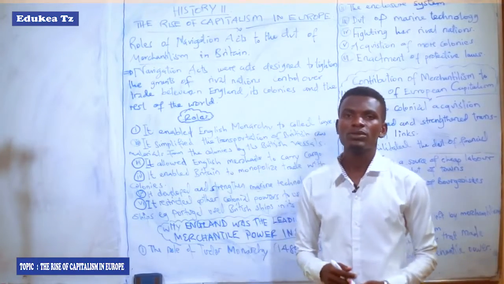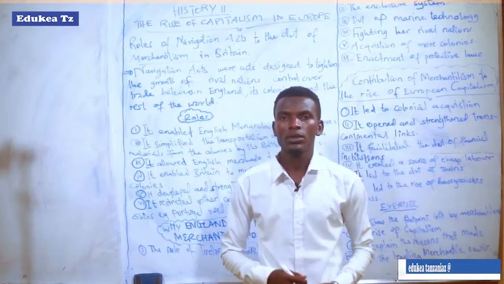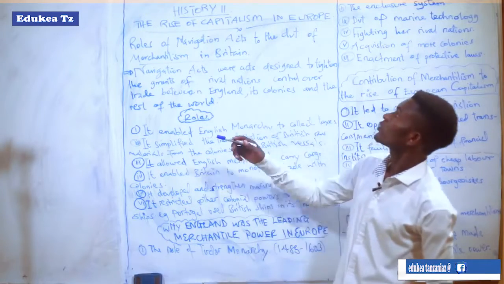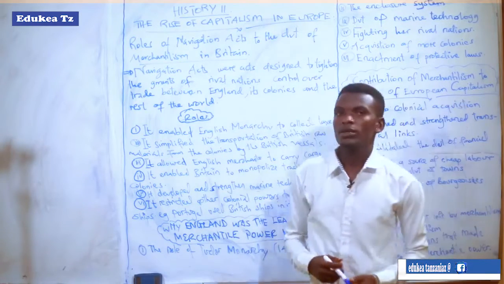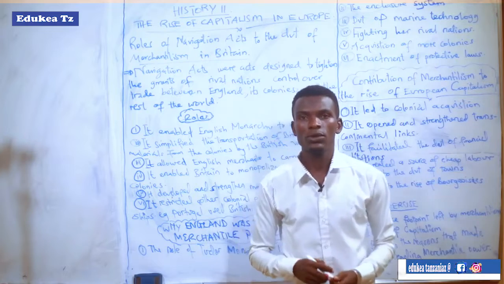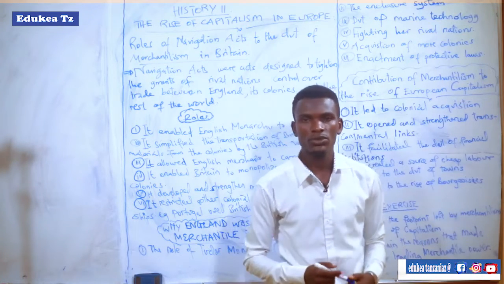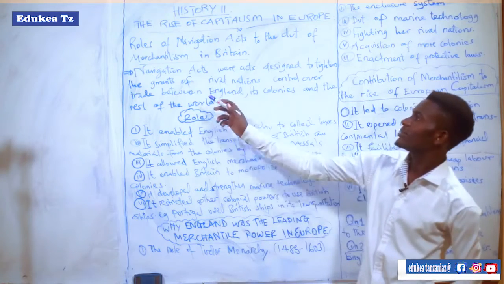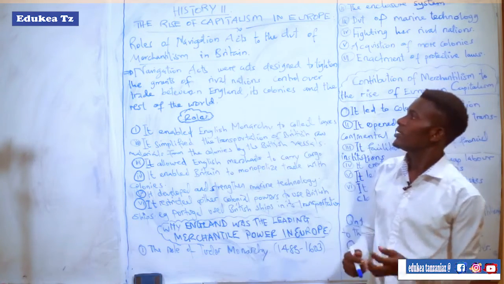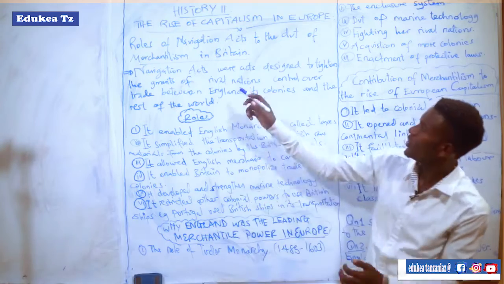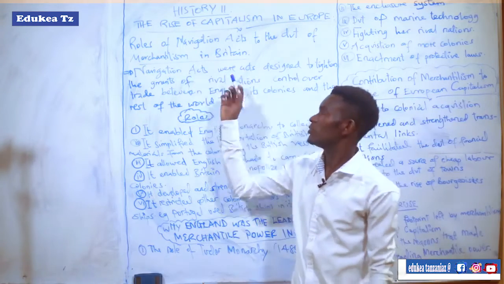We are proceeding with our topic, which is the rise of capitalism in Europe. In the last session, we ended on the contribution of Tudor monarchs to the rise of capitalism. So, let us proceed with the role of the Navigation Acts in the development of mercantilism in Britain.